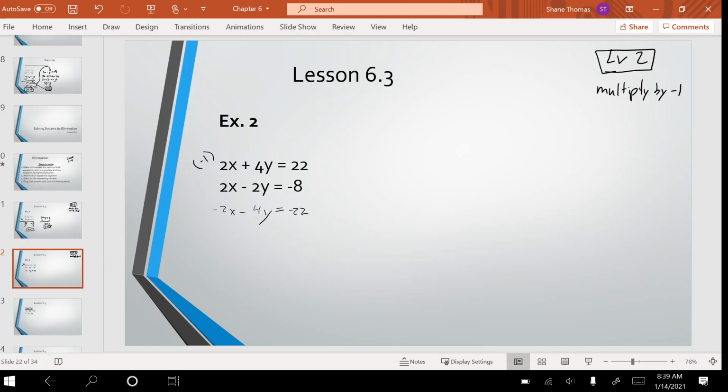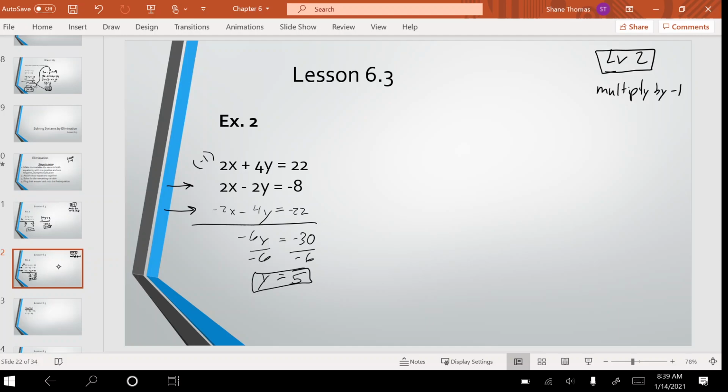Now, if I look at this equation and this equation, do I have the same variable, one positive, one negative? Yes, I do. Now let's make my giant addition problem. Straight down, 2x minus 2x is gone. That's 0. What's negative 2y and negative 4y? Negative 6y. What's negative 8 and negative 22? Negative 30. Divide both sides by negative 6. Y is going to be 5.